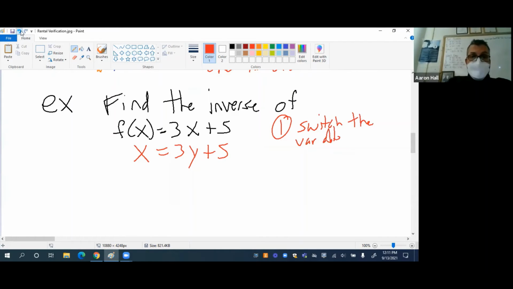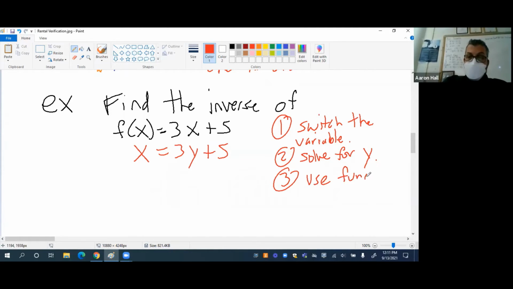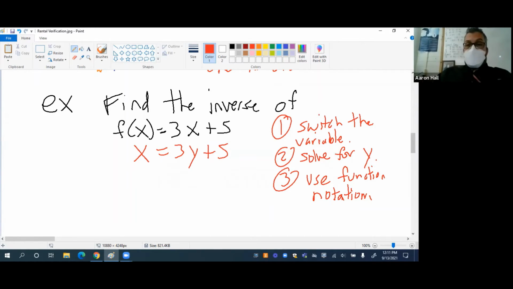and then solve for y. Really just two steps. If you want to be fancy, the last step would be to use function notation. I'm going to do the last step because I want you to be able to recognize it as an inverse when you see it.